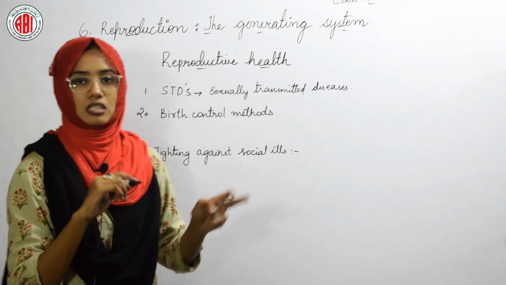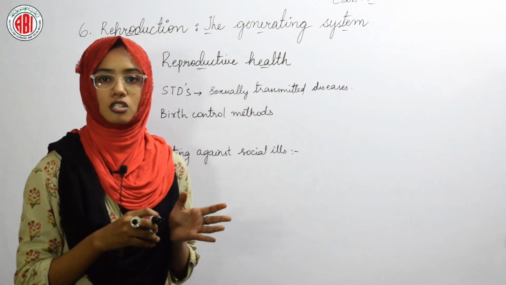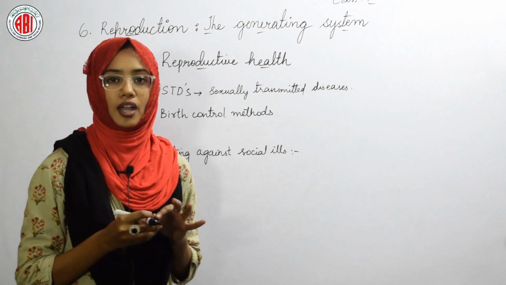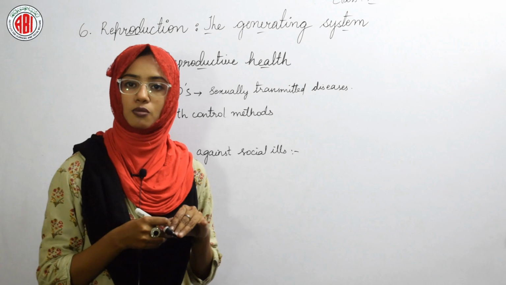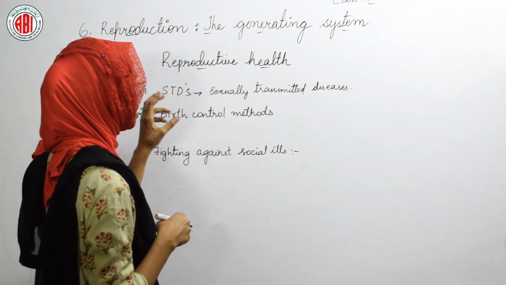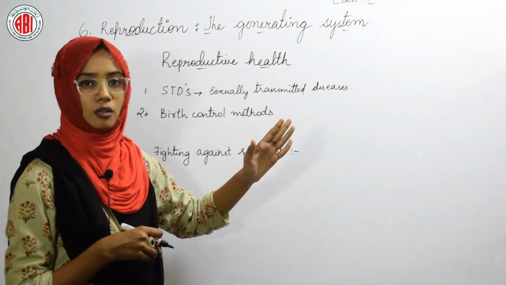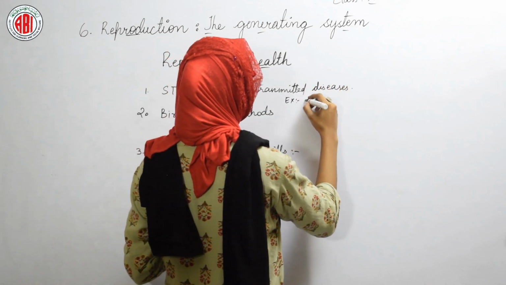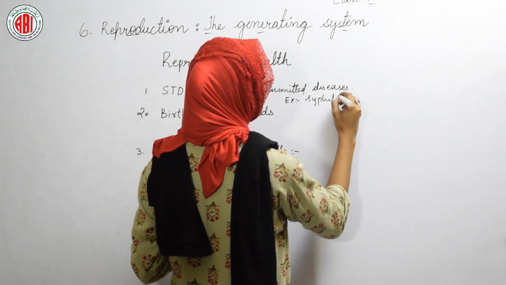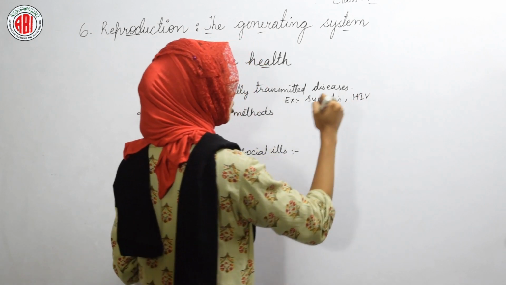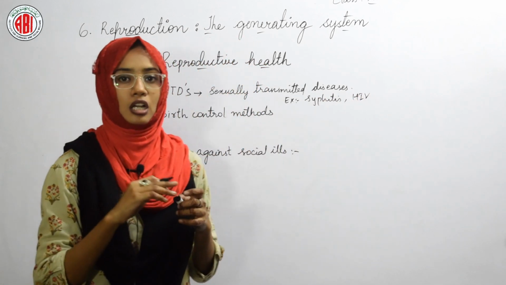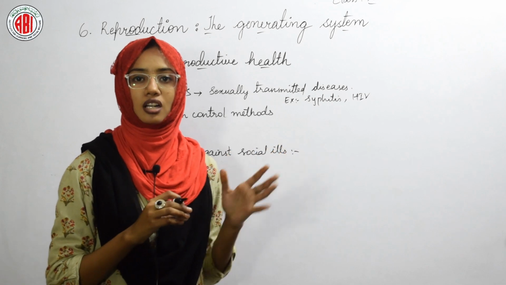And these diseases are transmitted from one person to another when the persons come in contact or intercross sexually. Here we can take the example of syphilis, which is a sexually transmitted disease. HIV is also a sexually transmitted disease. So these are diseases which are life-threatening.